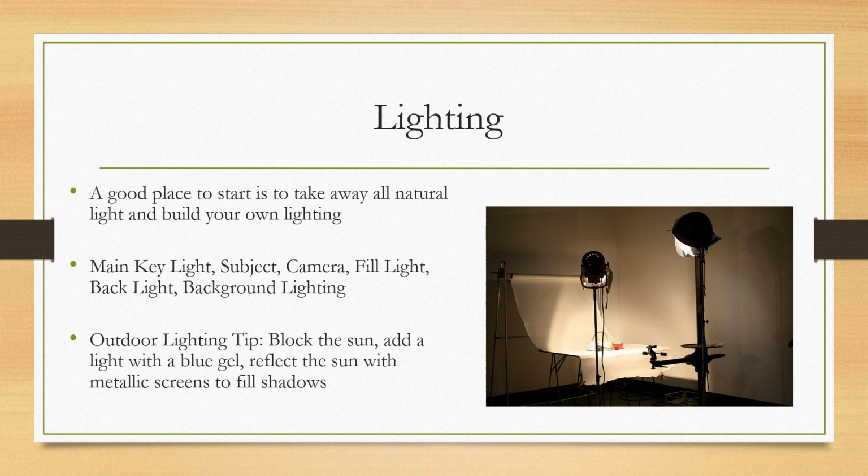For outdoor lighting, a good idea is to again take away all the light, so block the sun. You could even then add a blue light with the blue gel, and this will warm up the face and cool off that hot sunlight that's really too bright and offensive. We can reflect the sun with metallic screens then to fill shadows. Just be aware of your subject's line of sight so that they're not staring into a metallic screen.